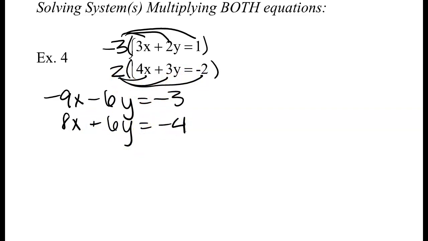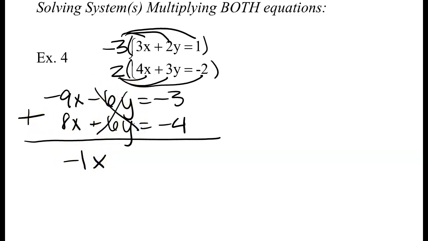Now I've achieved my first goal. In front of my y's, I have the same number but opposite signs. So I can go ahead and do my elimination by putting a plus sign over here and adding the equations together. Negative 9x plus 8x is negative 1x. Negative 6y plus 6y, those cancel out. Next, negative 3 plus negative 4 is equal to negative 7. To get x by itself, divide both sides by negative 1, and you get x equals positive 7.